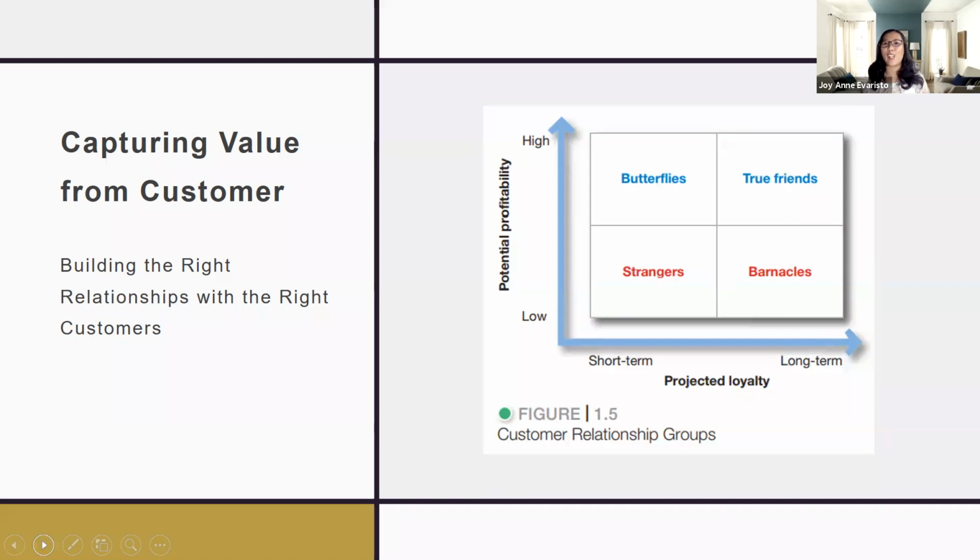True friends are your loyal customers and they are profitable customers. In my own understanding, if they are your true friends, these are the people who will give feedback to you. For example, if there's something that they think you need to improve, they will tell you instead of sharing it with other people. They are concerned about the long-term sustainability of the company.